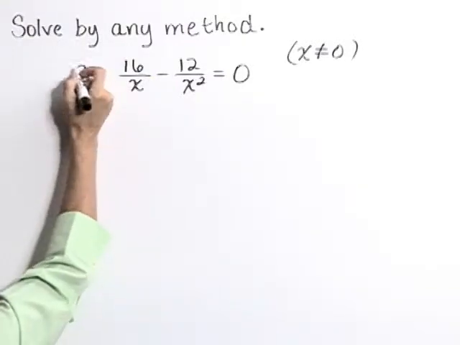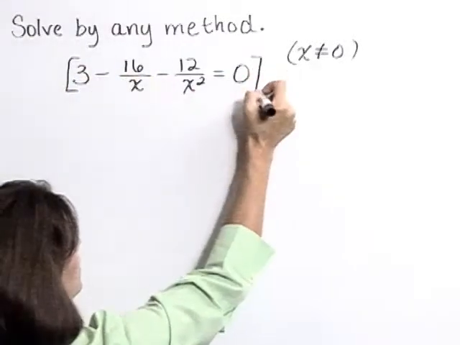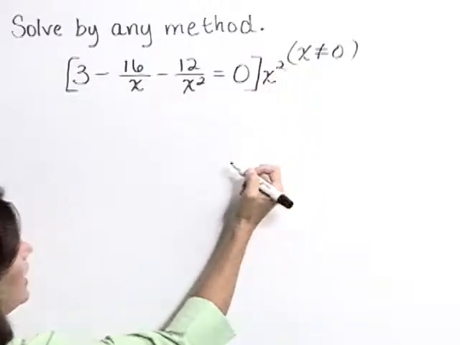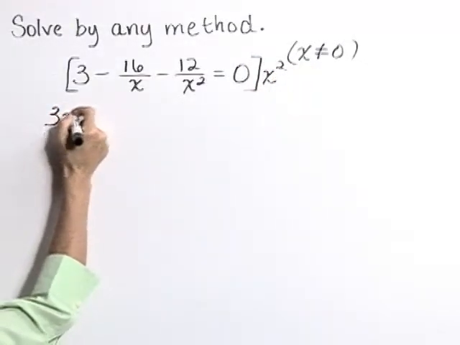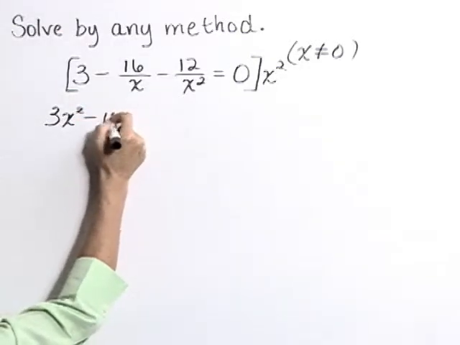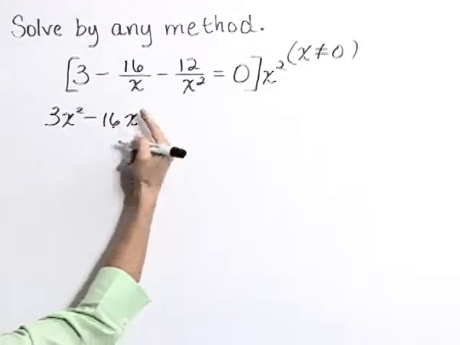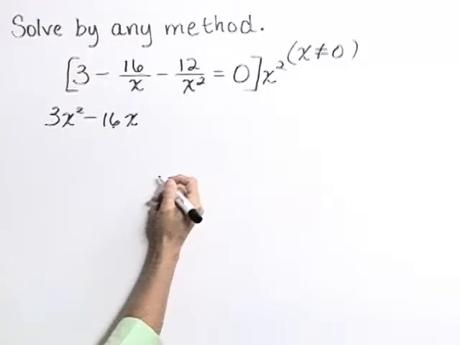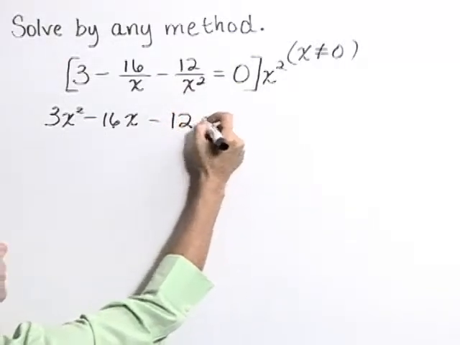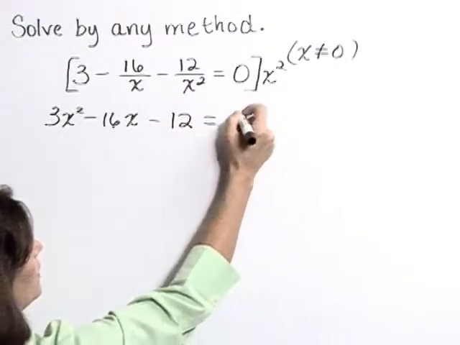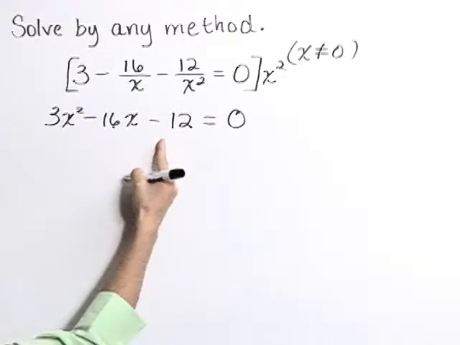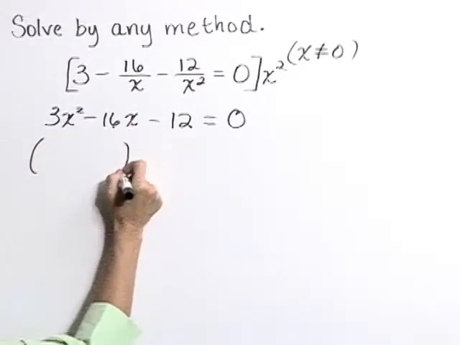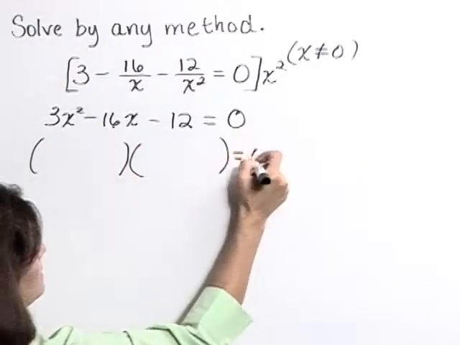Now to begin solving, let's multiply through by our lowest common denominator, which is x squared. So we have 3x squared minus 16 times x, because one of our x's cancels, minus 12 is equal to 0. This leaves us with a quadratic equation. Let's try to factor it.